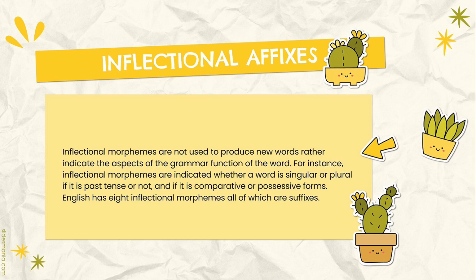Inflectional affixes. Inflectional morphemes are not used to produce new words, but rather indicate aspects of the grammatical function of the word. For instance, inflectional morphemes indicate whether a word is singular or plural, if it is past tense or not, and if it is comparative or possessive form. English has eight inflectional morphemes, all of which are suffixes.